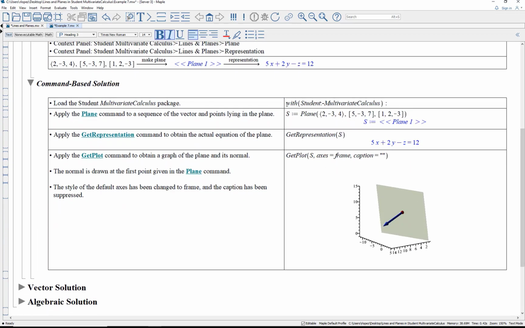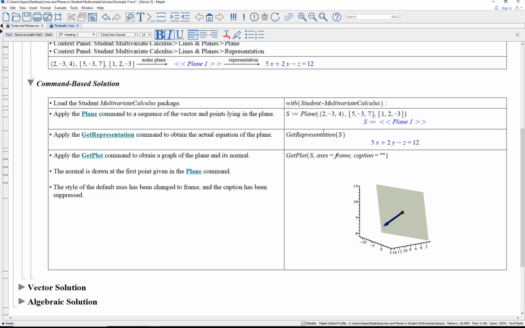Load the package, use with because you're working with commands. Use the plane command. There is that vector V. These are the 2 points P and Q. Make an assignment of the plane object so created. Apply the get representation command to that plane object. You get the equation of the plane.